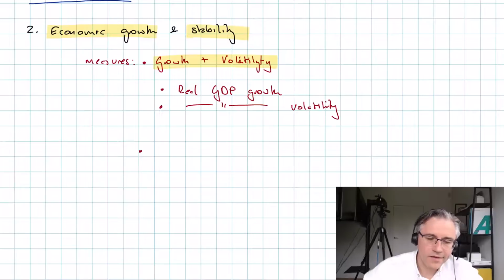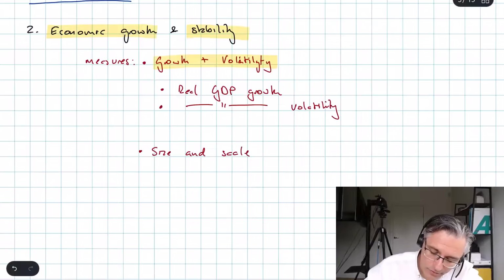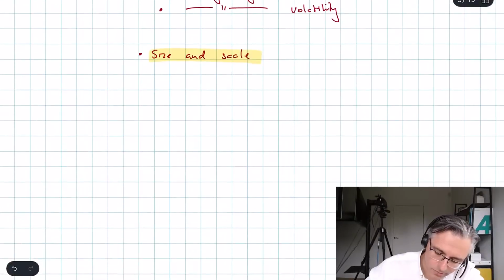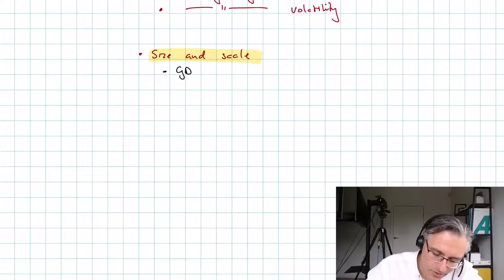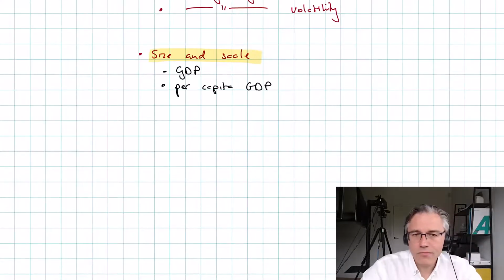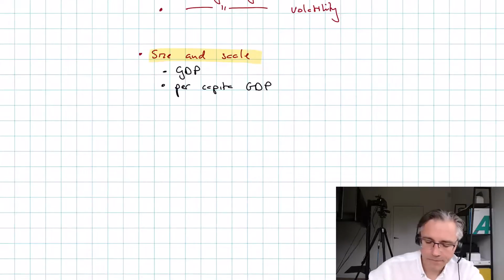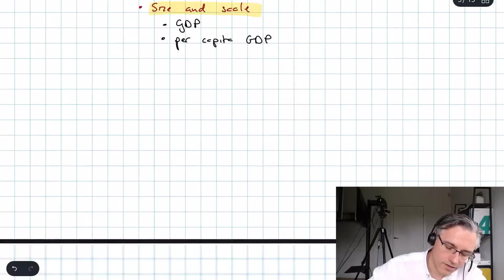Another idea is just measure the size and the scale of the economy. That's even simpler. You're not focusing on the dynamic, you just want a pure number. So you measure something like GDP, pure and simple, or per capita, that's GDP per person, per capita GDP. Very simple macroeconomic measures, nothing fancy over here. Right, so that's economic growth and stability.